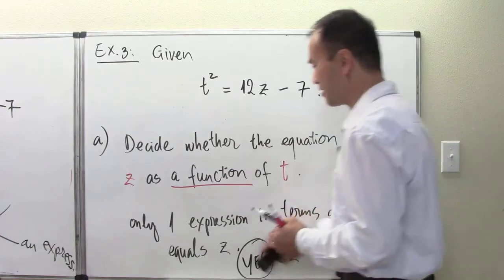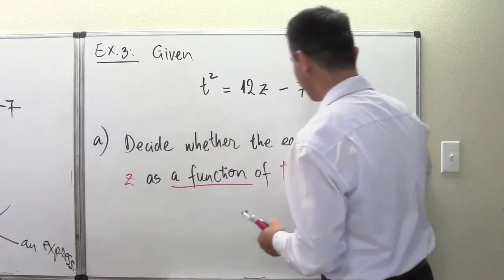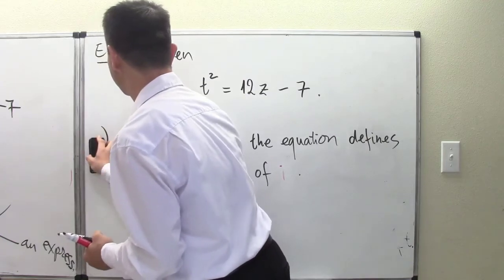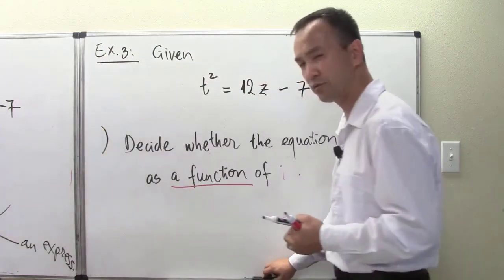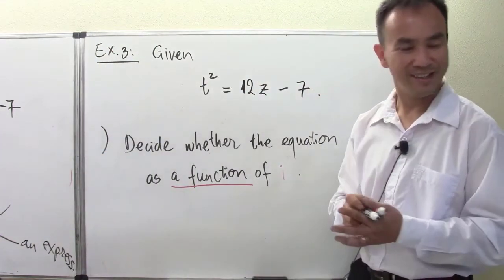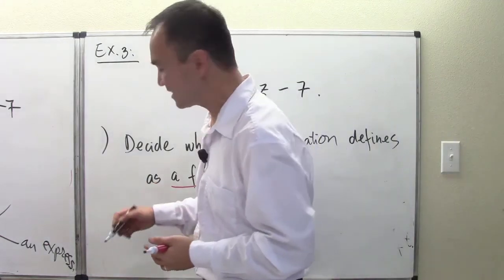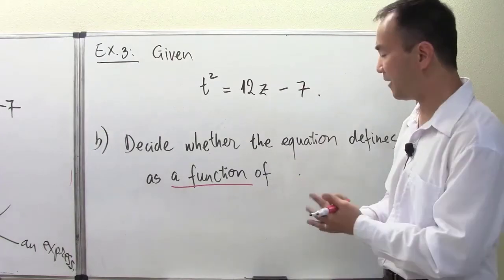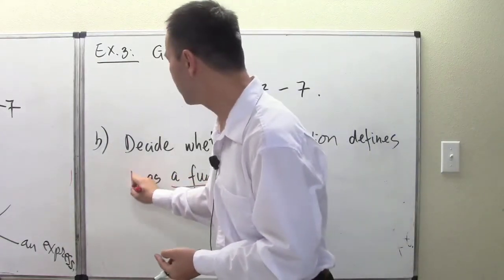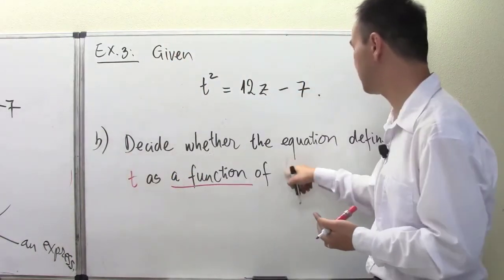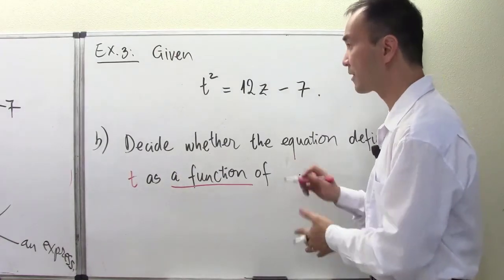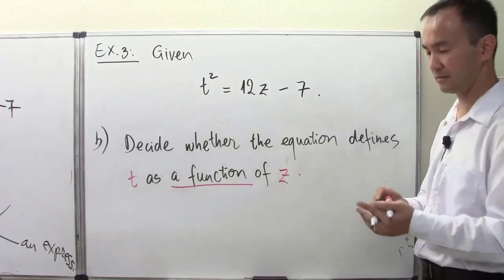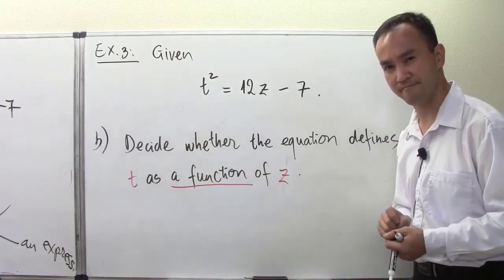Okay, so same equation, same example 3. Let's call that part B right here. All right, now part B. I want to decide whether the equation can define t as a function of z. All right, can t be a function of z?